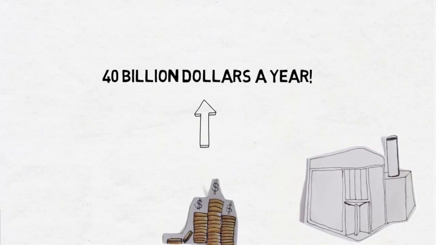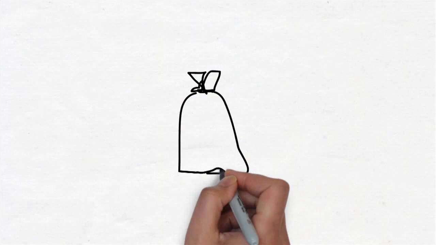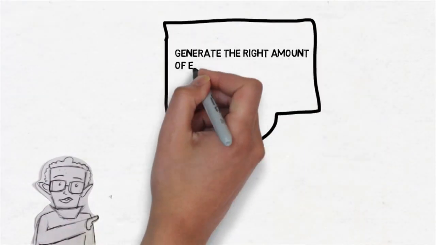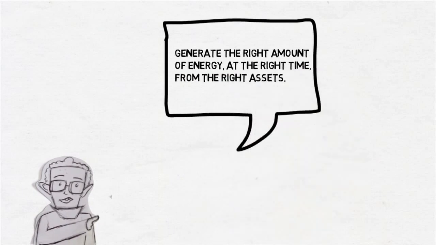The crazy thing is, it's too much change. There is about $6 to $8 billion in savings floating around, literally an untapped gold mine. Problem is, you've got to generate the right amount of energy at the right time from the right assets. Did I lose you? Let's back up.